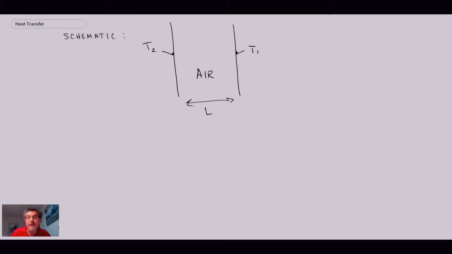So for the analysis, we're going to begin by determining the Grashof number, and then from that we'll get the Rayleigh number, and then we'll determine which correlation we can use based on the Rayleigh number. So let's begin that.